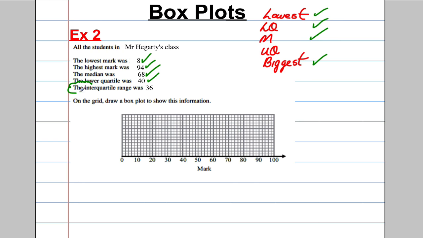They've given us something else, the interquartile range. Now remember, the interquartile range is the length of the box. We've just got to remember that. So we can find the upper quartile using that. So let's plot this information.